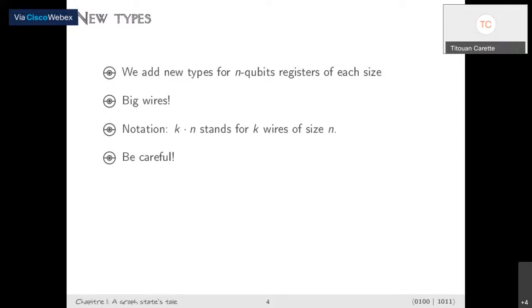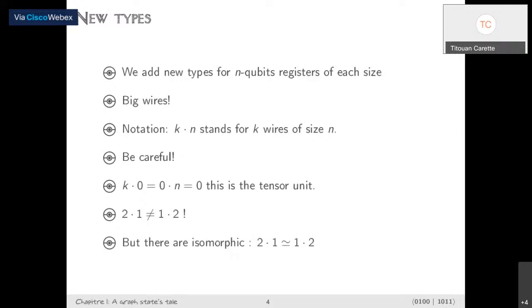With this, there are some little things we need to be careful about. First, if I have k wires of size 0, or 0 wires of size 1, this is the same thing as the 0 wire, and this is the tensor unit, the complex number. This is not so surprising, but we must be careful that 2 wires of size 1 are different from 1 wire of size 2. These are 2 different things. This is the whole point. But those 2 types are isomorphic. We will see we have an isomorphism between them.